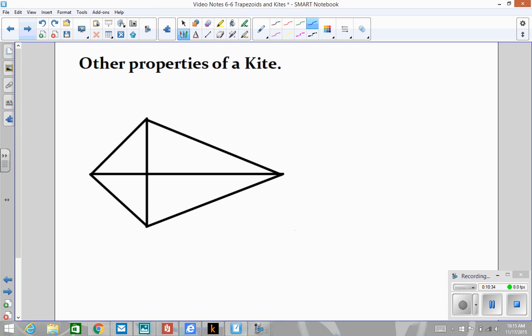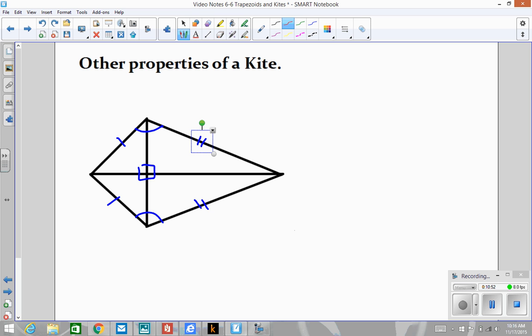Alright, so let's go over the properties of a kite again. So these sides are congruent. They give you the theorem that says they are perpendicular, and I told you the angle between the non-congruent sides is congruent. So this is congruent to this. So let's talk about the other properties real quick.